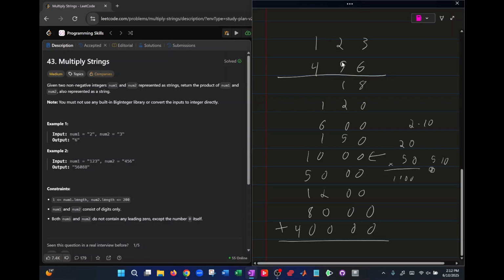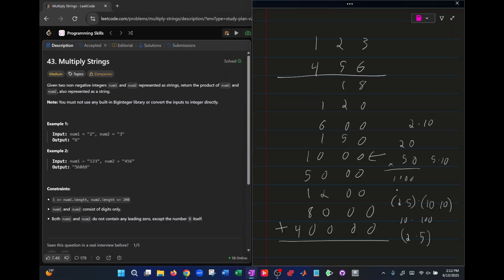Basically, because this is 2 times 10 times 5 times 10, that gives us 2 times 5, which is another 10. So let's write this out. This will give us 2 times 5 times 10 times 10. So this is going to be 10 times 100. Or another way to write this is, because we're basically doing 2 times 5 times 10 to the 1 times 10 to the 1, this will give us 2 times 5 times 10 to the 2.